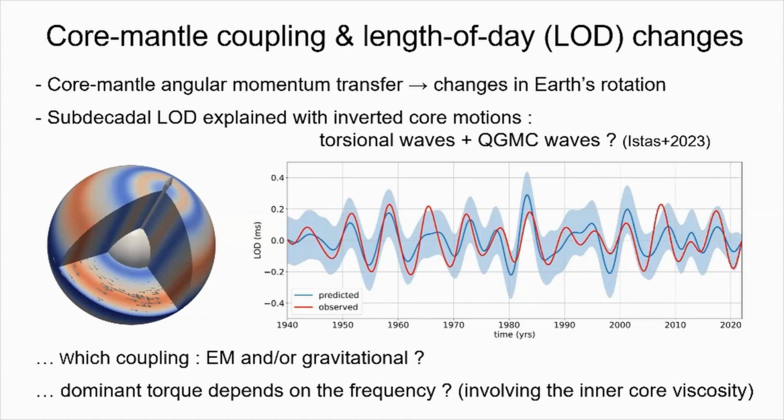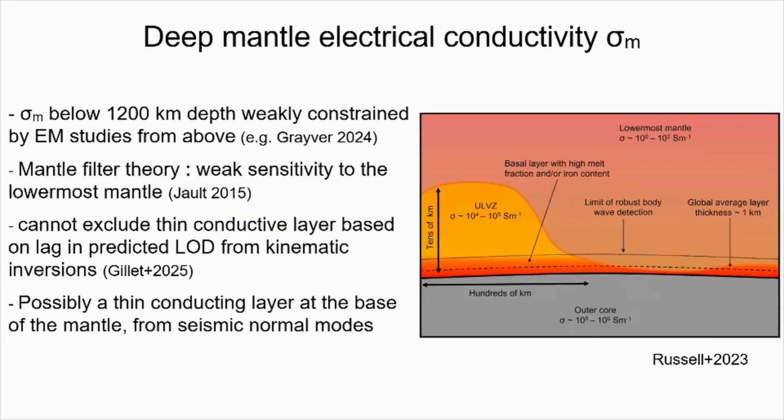So there are several candidates. One possibility is the electromagnetic coupling. A gravitational coupling involving the inner core is also possible. And the dominant torque might also depend on the frequency, depending on the properties of the deep Earth, like the viscosity of the inner core. So these waves are very interesting because they allow us to probe properties of the deep Earth and to better understand how our planet is working as a whole.